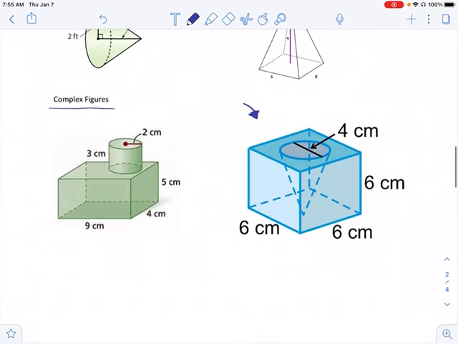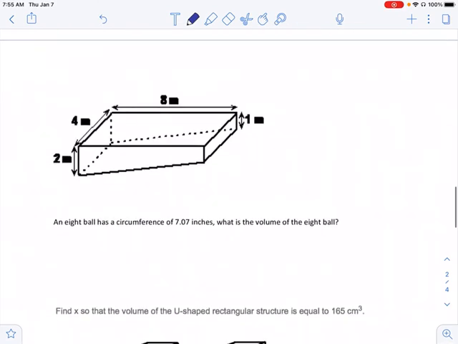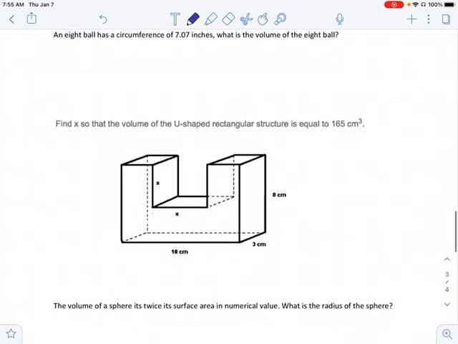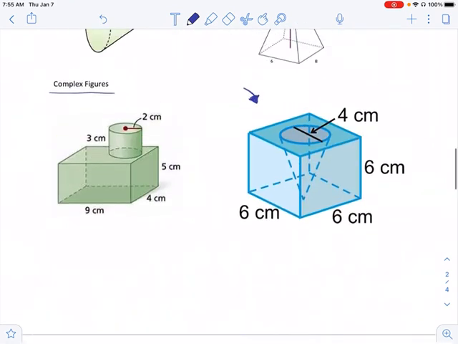If this is something you're finding success with, I highly encourage you to take a look at some of these challenge questions, because they really push your thinking a little bit. I think you'd benefit from that challenge.